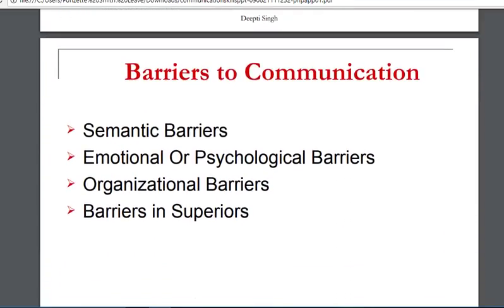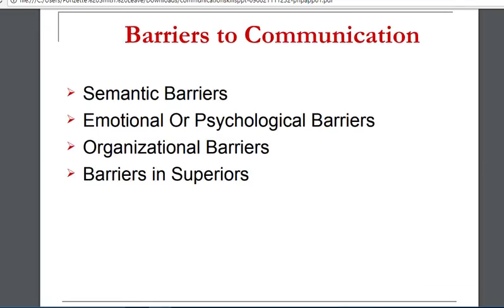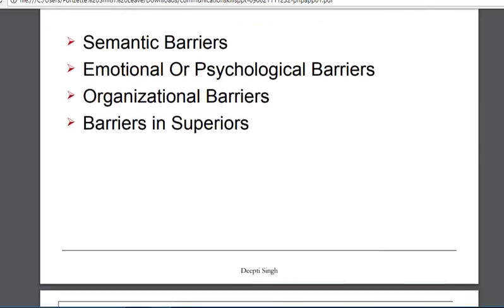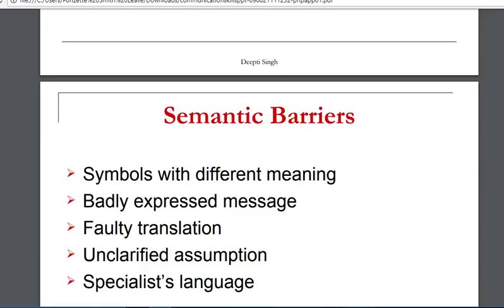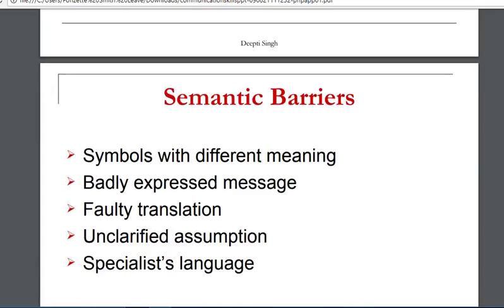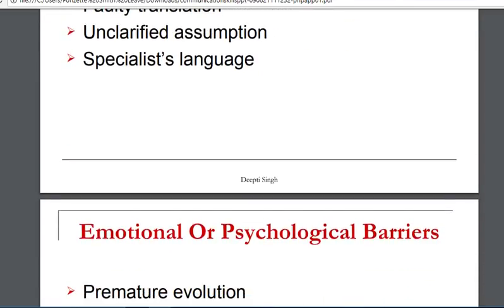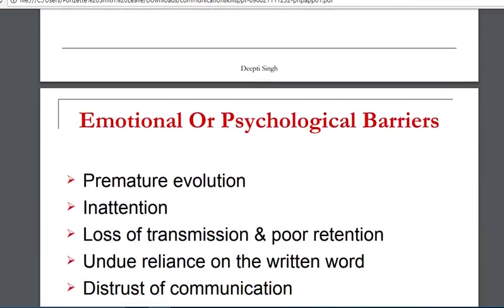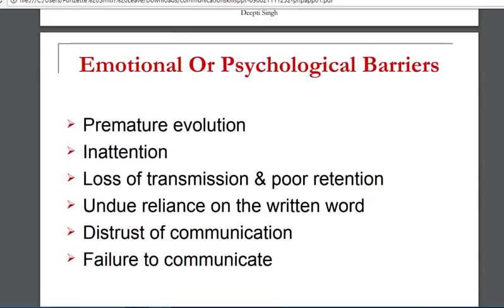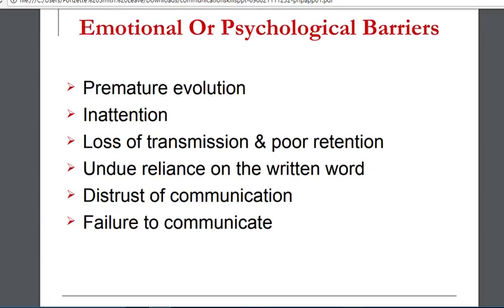Barriers to communication: somatic barriers, emotional or psychological barriers, organizational barriers, and barriers in superiors. Somatic barriers are symbols with different meaning, badly expressed message, faulty translation, unclarified assumption, specialist language. Emotional or psychological barriers are premature evaluation, inattention, loss of transmission and poor retention, undue reliance on the written word, distrust of communication, and failure to communicate.